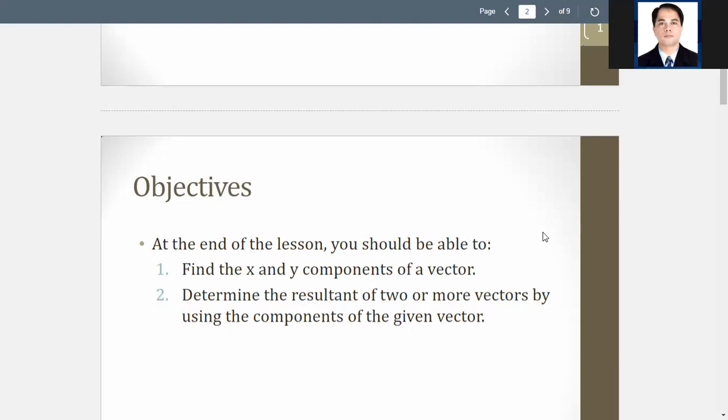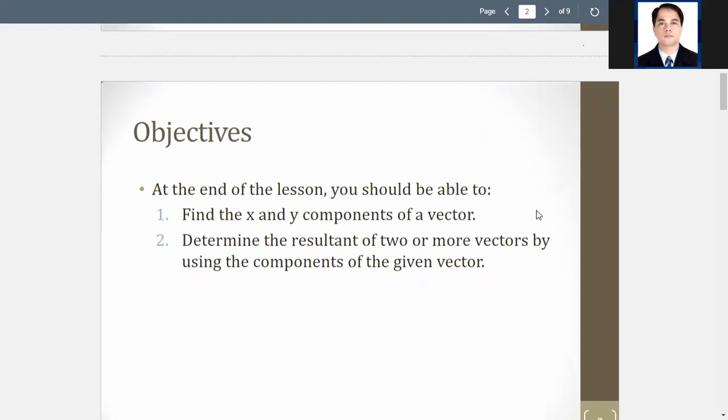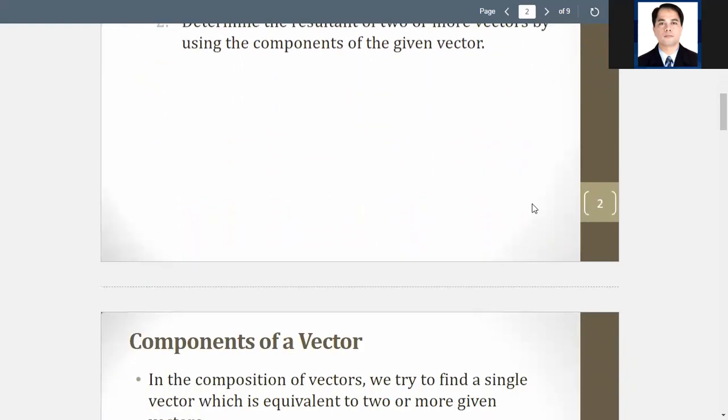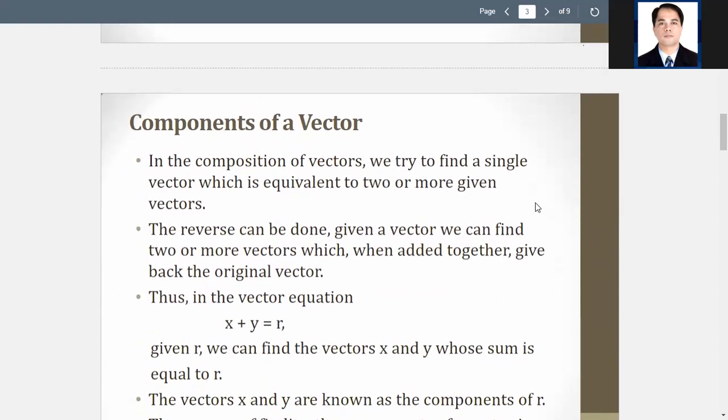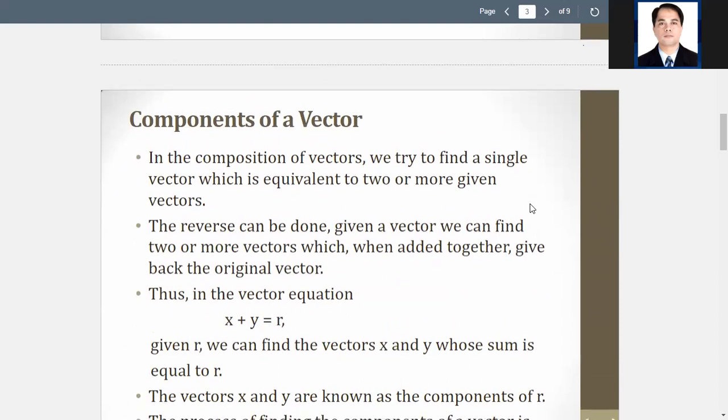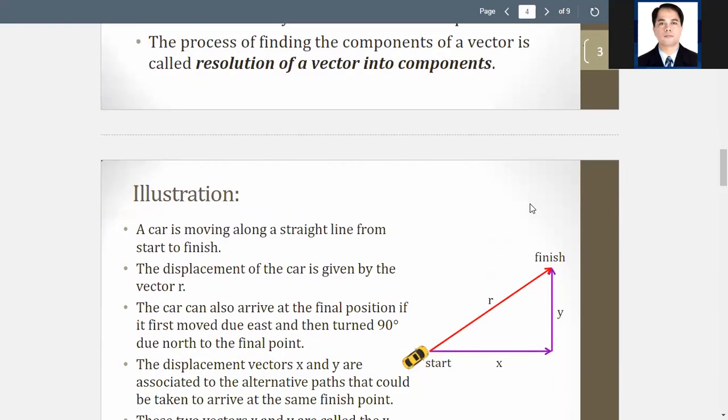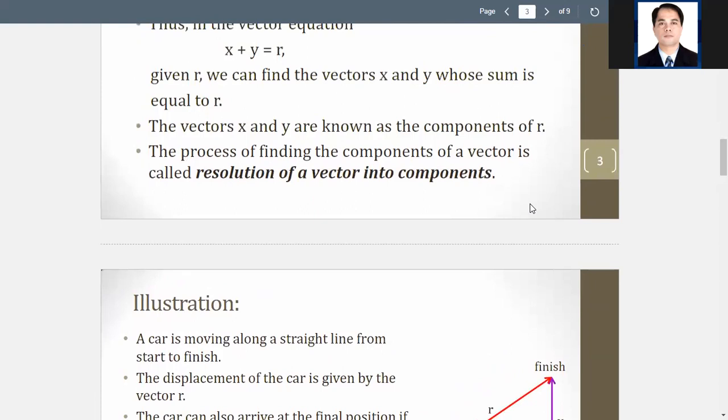And then again, we are not limited only to two vectors when we find the resultant or resolve vectors, two forces or vectors, but we could have three or more of them. And again, we can find the resultant. So the end goal here is to determine the resultant of a given vector. The resolution of the vector, or the finding of the resultant, is our main task.